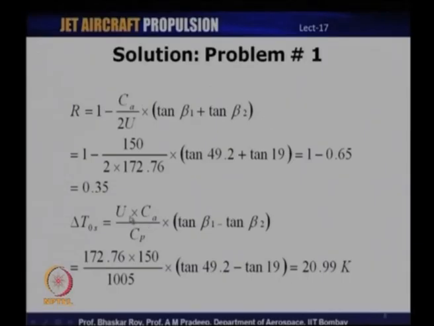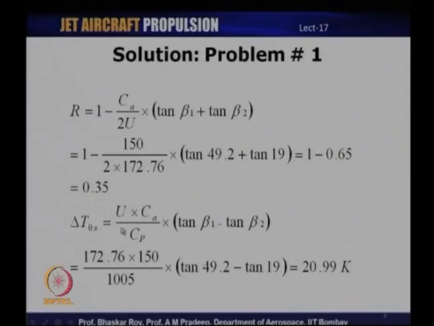So, delta T naught for the stage is u times C A divided by C P into tan beta 1 minus tan beta 2. Basically, this comes from the fact that we equate delta H naught to u times delta C W. If we equate the two, we get the same expression, that is C P into delta T naught should be equal to u times C A into this. So, let us substitute for all these values.